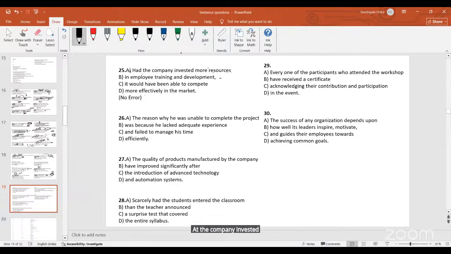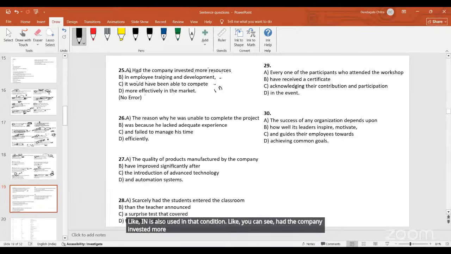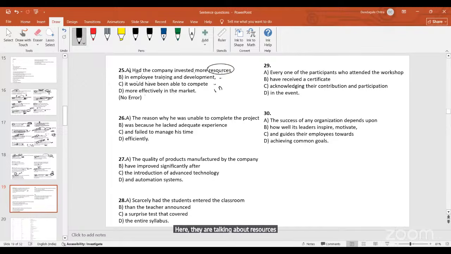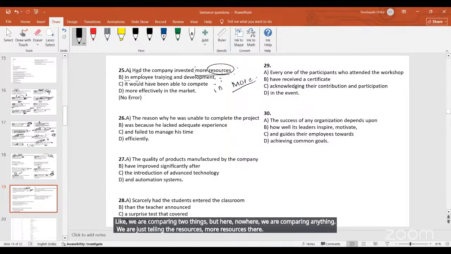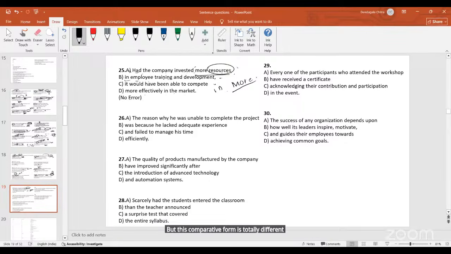Had the company invested more resources with employee training and development, it would... like, in is also used in that condition. Like you can see, had the company invested more resources in employee training. Here they are talking about resources they invested. We always use the phrase invested in, right? We can't say invested with. Invested in employee training. So in will be right. And previously, some said, had the company invested more than resources. Here, more resources is wholly different from more than. More than is a comparative form, like we are comparing two things, but here nowhere are we comparing anything. We are just telling the resources, more resources. So that is also wrong.